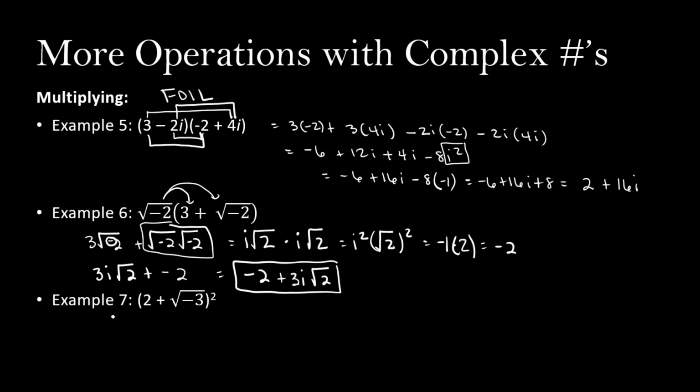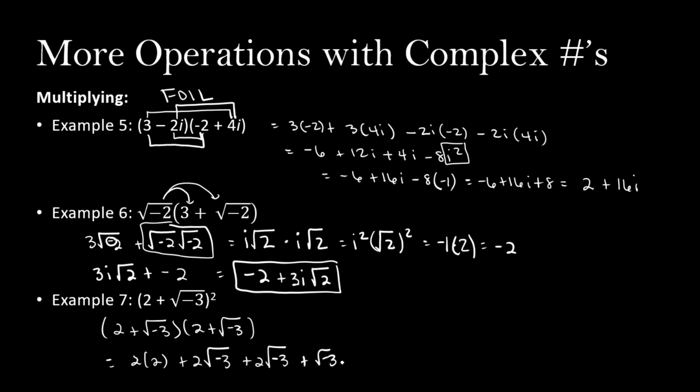Okay, in example 7, we're going to FOIL this out. When I square something, it means I'm multiplying it by itself. So let's FOIL. So my first is 2 times 2. The outside is 2 times the square root of negative 3. The inside is 2 times the square root of negative 3. And the last is the square root of negative 3 times the square root of negative 3.